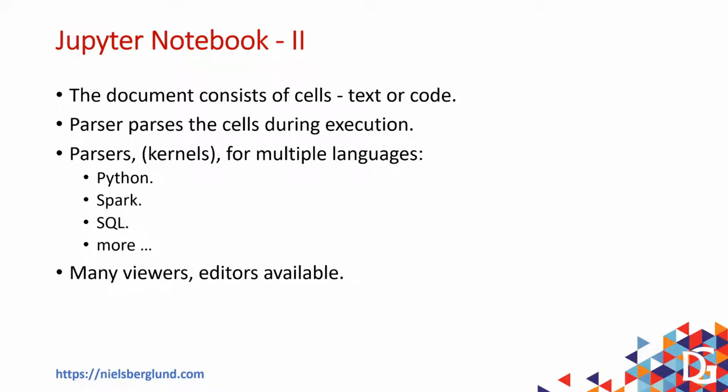And the question is now, how do we know what to execute? Notebooks are used by data scientists quite a lot. I can write Python code, I can write R code, so how does the underlying application know what to execute? Well, it knows that because we have parsers, or kernels, as they're called. You have kernels for multiple languages, amongst them Python. You also have them for Spark, SQL, etc.